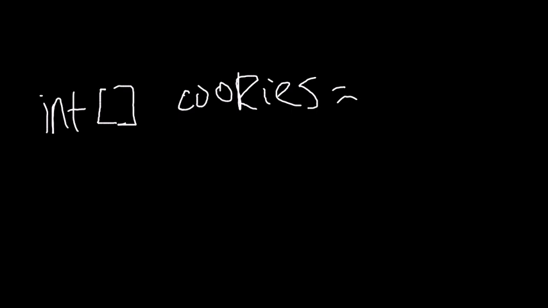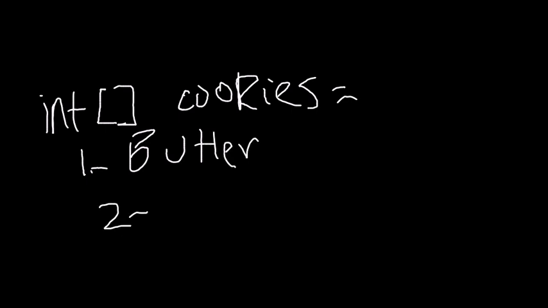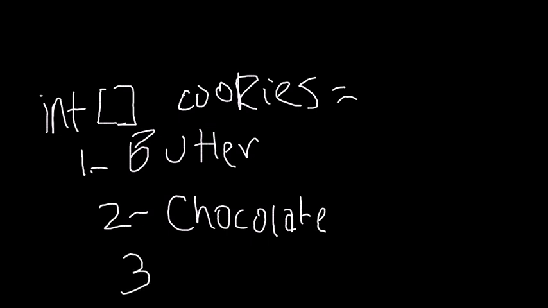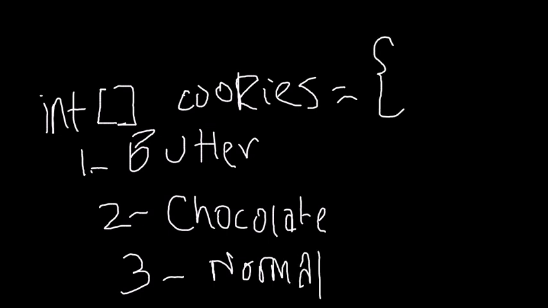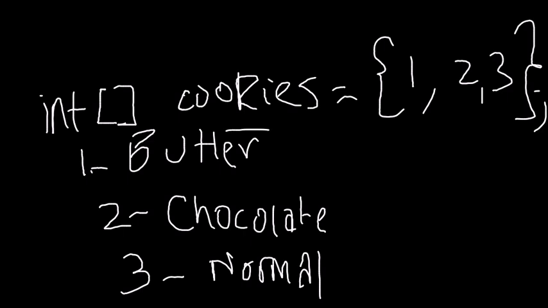So let's say you had a coding system. One would denote butter, two would denote chocolate, three would denote normal, since I can't think of anything else. So you could define this like this, 1, 2, 3. This declares the array and assigns it at the same time.